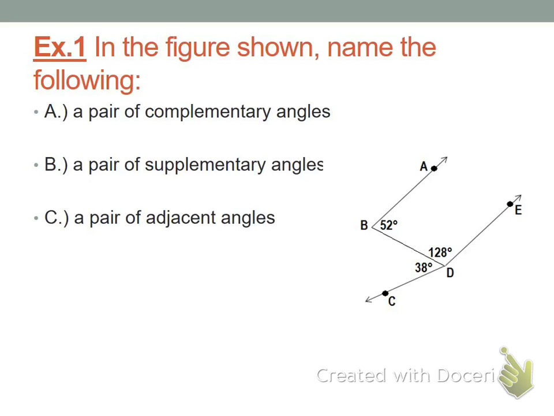Okay, so what are their measures? Okay, the angles that measure 52 and 38, those ones are complementary, but we do need to be able to name them. You can name them by one letter if there's only one angle at that vertex. So which one only has one angle at the vertex? B. So you can call this one angle B, and that's fine. If you wanted to call it angle ABD, that's the same angle. But if there's only one there, one letter is allowed.